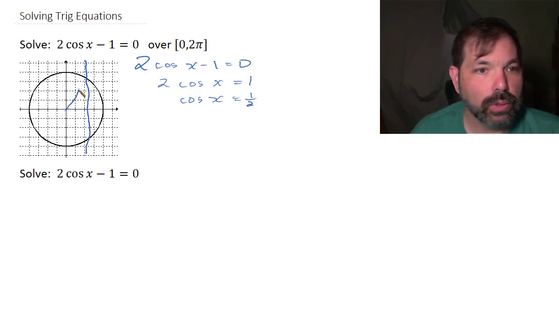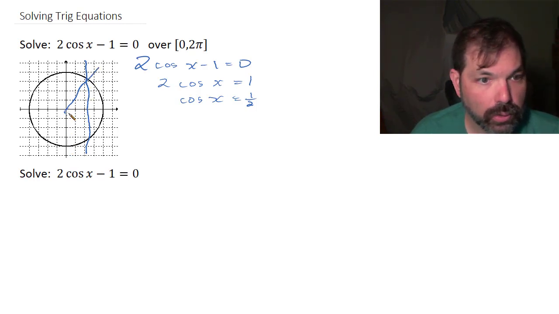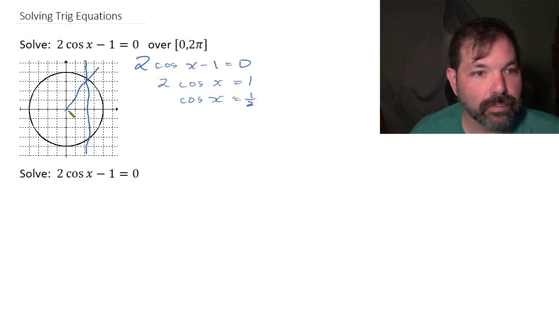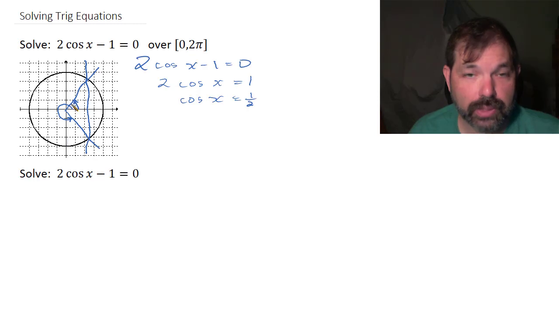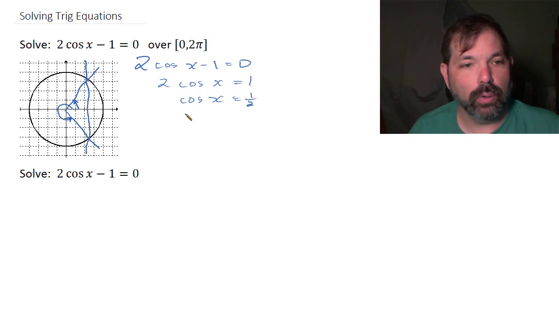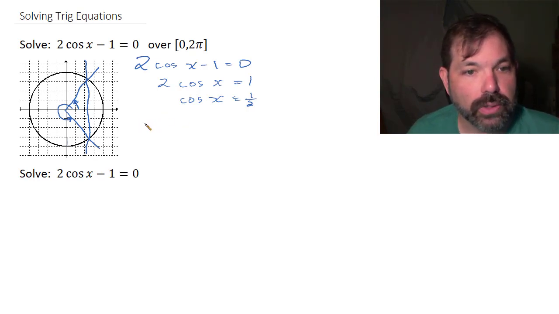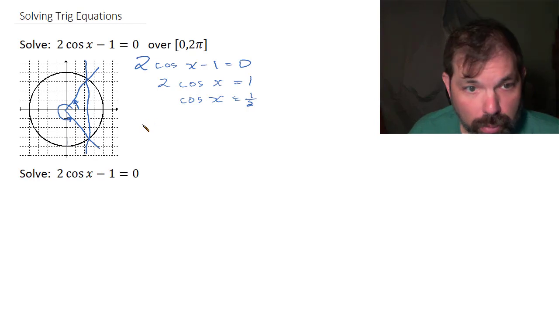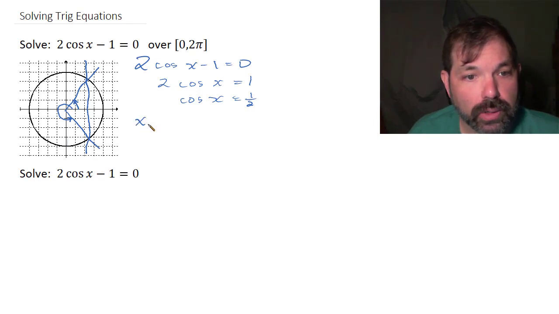We have two angles that we can draw over 0 to 2 pi. Alright, so here's one angle, and over 0 to 2 pi, here's a second angle. But they have the same reference angle. Okay, and so if we remember for the cosine to be 1/2, our reference angle is pi over 3. And so x1, our first angle, is pi over 3.